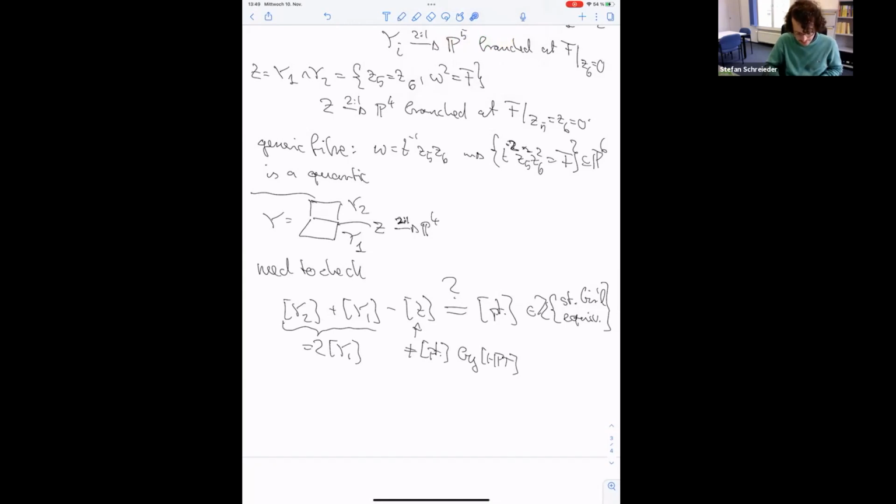So one way of seeing this is that we can reduce modulo 2. Then we are in a vector space over F2, and in this vector space, this goes away, and we would get that the class of Z is the same as the class of a point, but it's not true by Hassett, Pirutka, Tschinkel. So this is not true. And this proves the Nicaise-Ottem theorem.